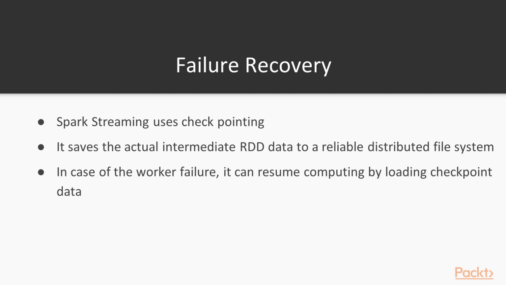And Spark Streaming also uses checkpointing for failure recovery. It saves the actual intermediate RDD data to a reliable distributed file system like, for example, HDFS, and we need to set a checkpointing directory if we have stateful processing. In case of a worker failure, it can resume computing by loading checkpoint data.